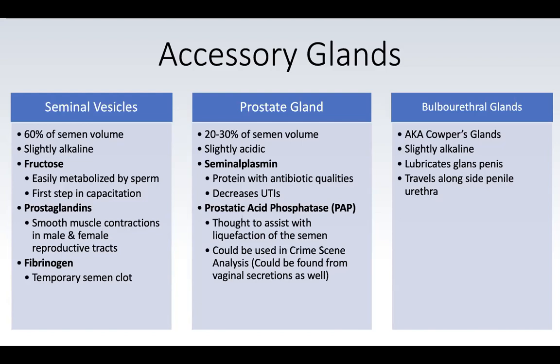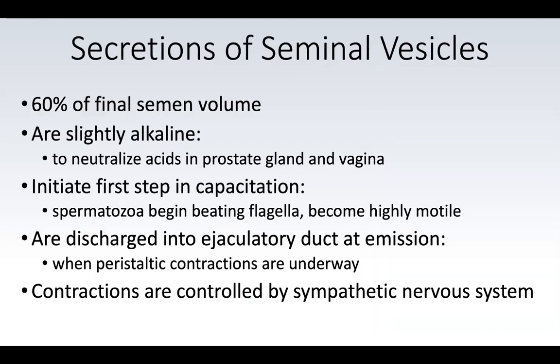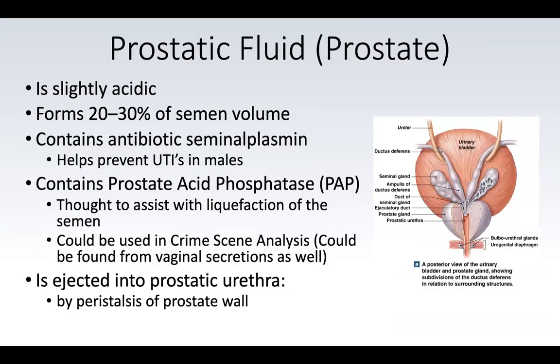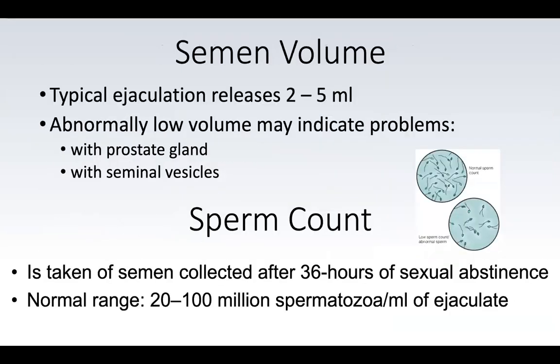In any case, let's move on to the bulbourethral glands. Slightly alkaline secretion. Its main purpose is to lubricate the glans penis in preparation for sexual intercourse. So there's nothing new on these slides. We've talked about all these already. I'm going to move on to semen volume and sperm count. Some really cool facts here.